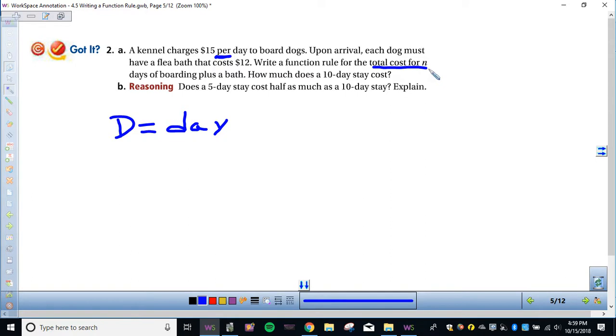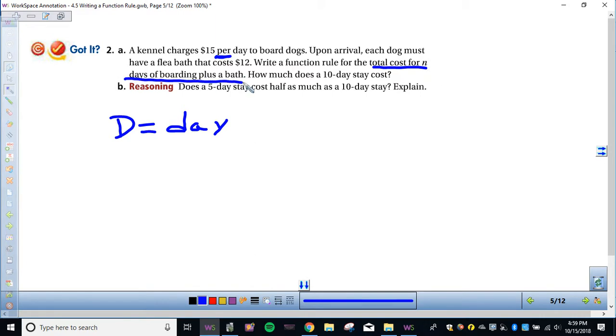So let me read the whole problem. A kennel charges $15 per day to board dogs. Upon arrival, each dog must have a flea bath that costs $12. Write a function rule for the total cost N days of boarding plus a bath. How much does a 10-day stay cost?